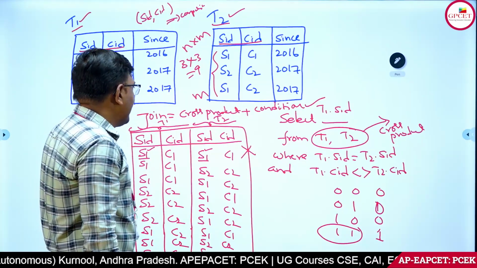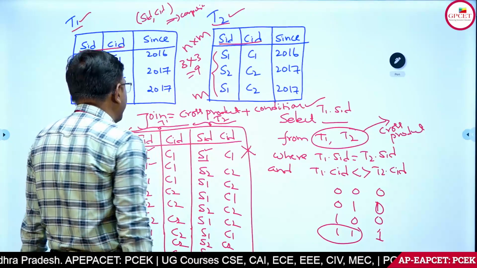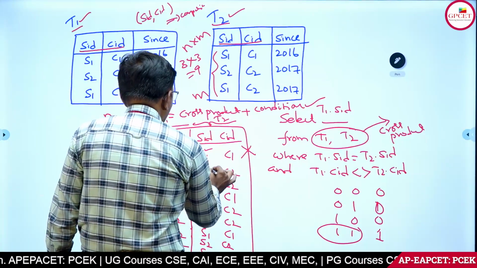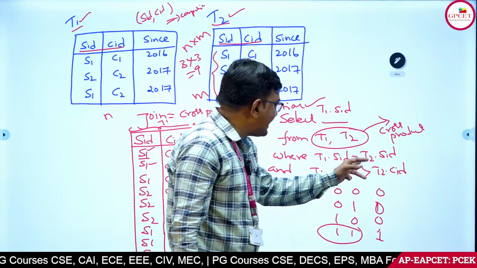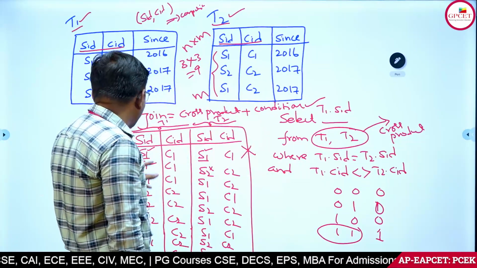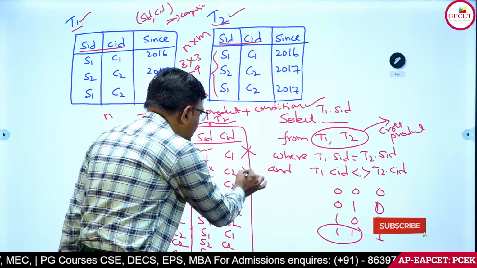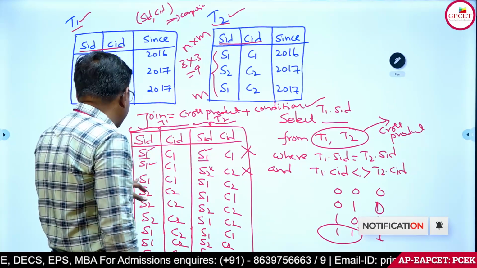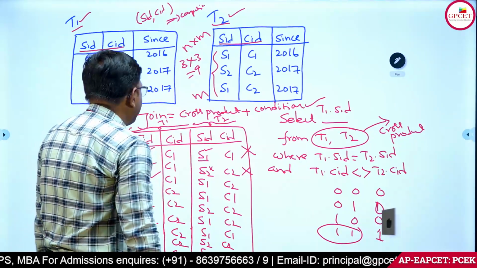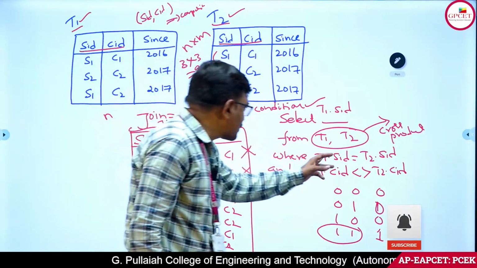Whereas the second one, what is the second one? T1.SID is S1 and T2.SID is not equal. Observe here, the first condition is not satisfied: T1.SID equal to S1, T2.SID equal to S2. That's why this is not correct. Whereas observe the third one, T1.SID S1 and T2.SID S1. The first condition is satisfied.